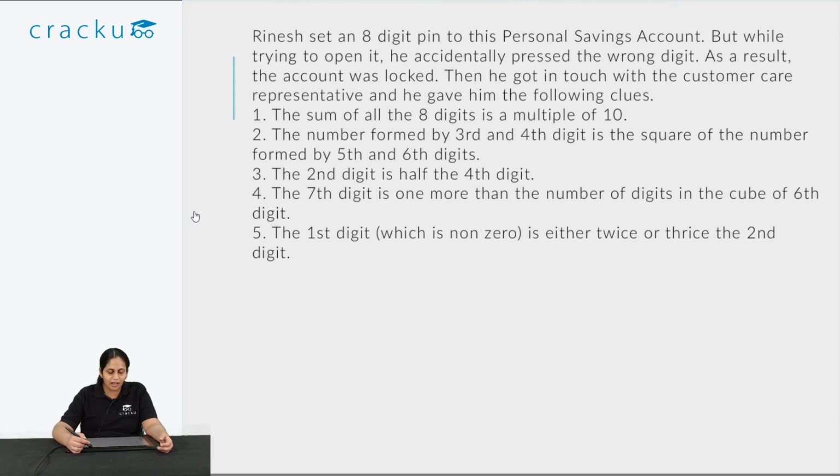The 2nd digit is half the 4th digit. The 7th digit is 1 more than the number of digits in the cube of the 6th digit. The 1st digit, which is non-zero, is either twice or thrice the 2nd digit. Okay, so this is the information that is given to me.